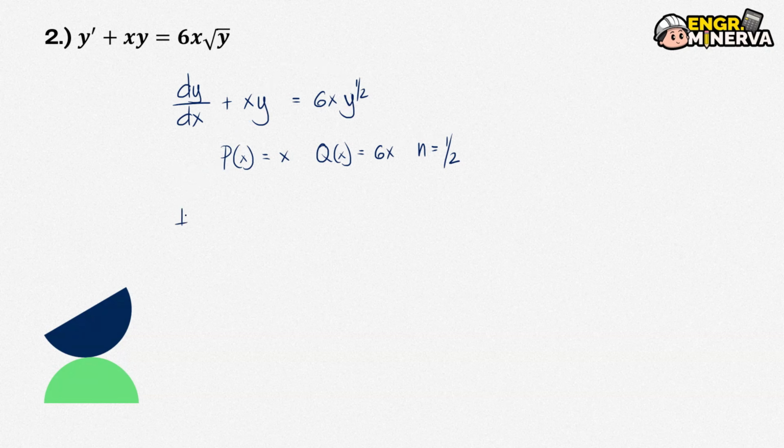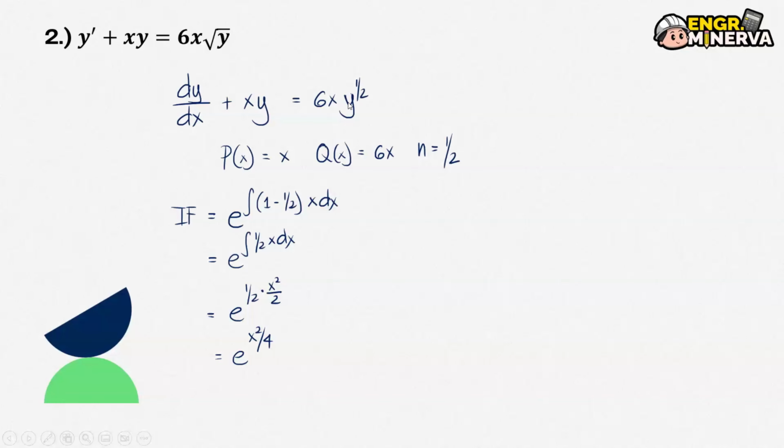So let's get our integrating factor. That would be equals e raised to the integral of 1 minus n p of x dx. So 1 minus 1 half, that would be 1 half x dx. And eventually that would be e raised to 1 half multiplied to x squared over 2. And that is e raised to x squared over 4.